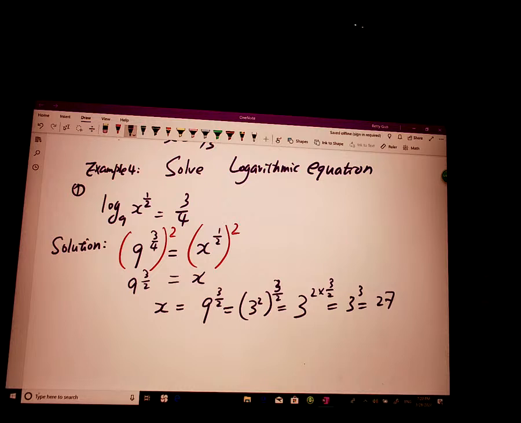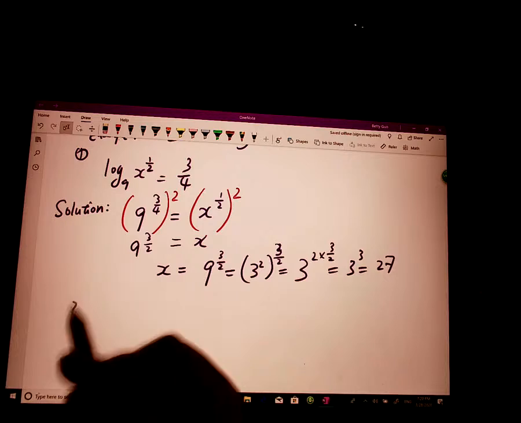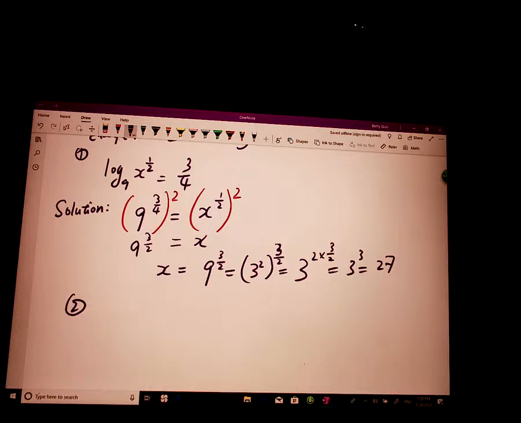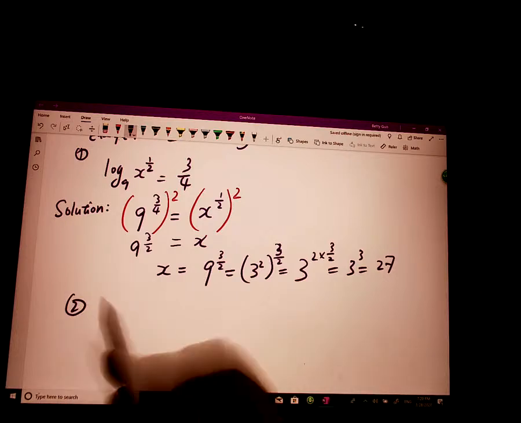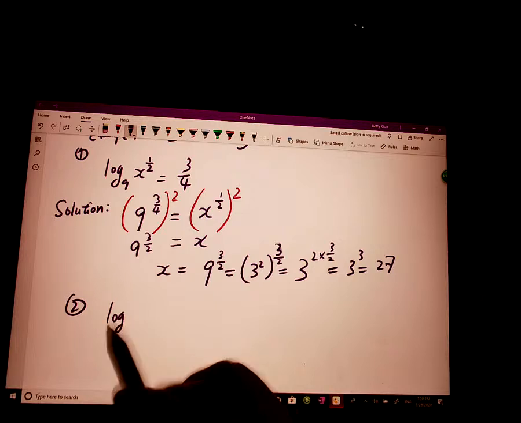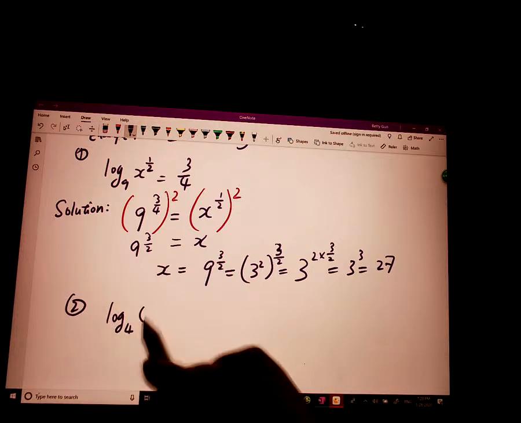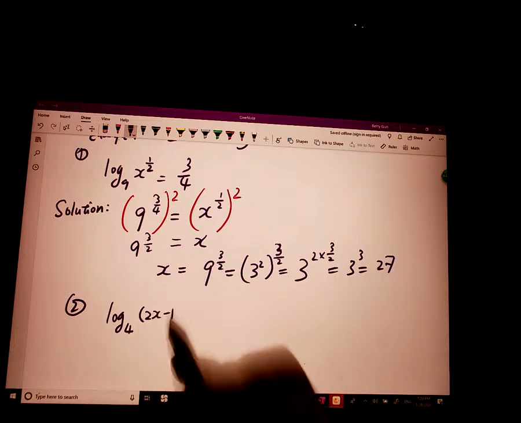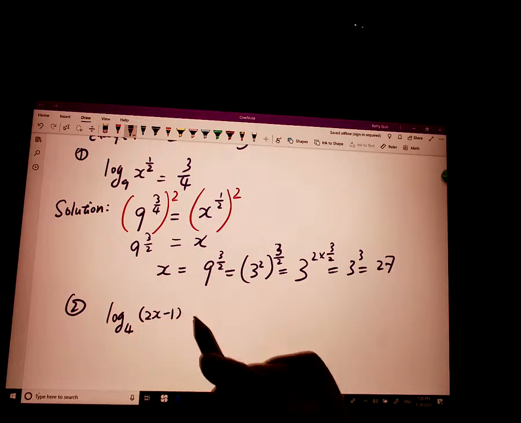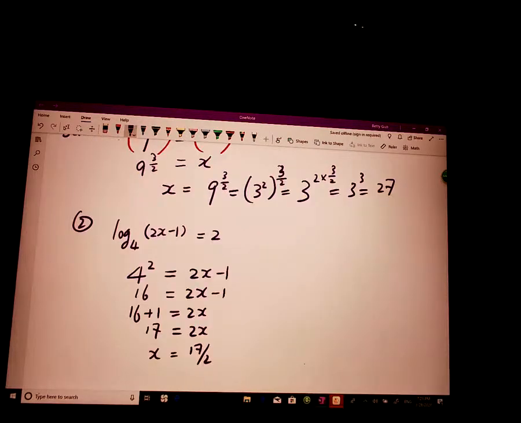That's how we solve this logarithmic equation. We convert the equation to its exponential form. The last one, the equation is logarithmic with base 4. Anti this time is a linear polynomial, the binomial 2x minus 1, equals 2. Yeah, so this is 5.3.